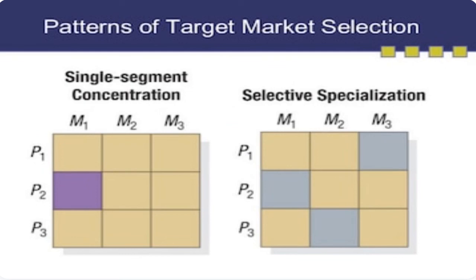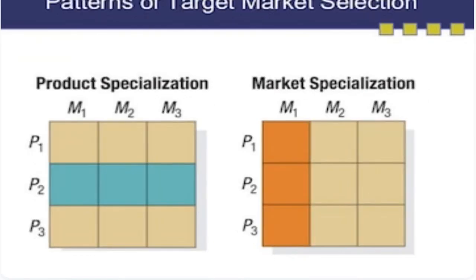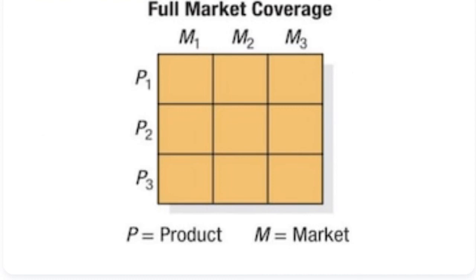These are the patterns of target market selection. The first one is single segment concentration. Here we concentrate only on a single segment. And the second one is selective specialization. And this is product specialization and market specialization. And the last one is full market coverage.